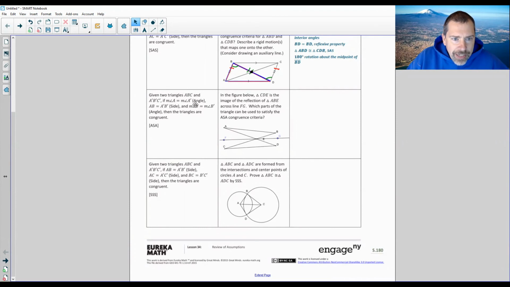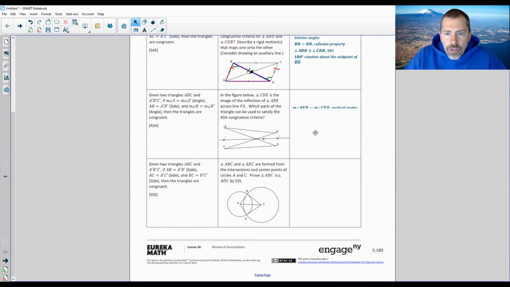And we can see that just from this sentence that AB is an included side, because A is an angle and B is an angle that make that side AB. In the figure below, triangle CDE, this bottom triangle, is the image of the reflection of triangle ABE across segment FG or line FG. Which parts of the triangles can be used to satisfy the ASA congruence criteria?